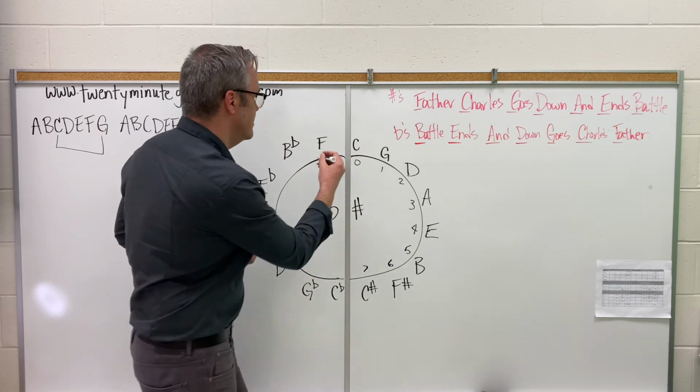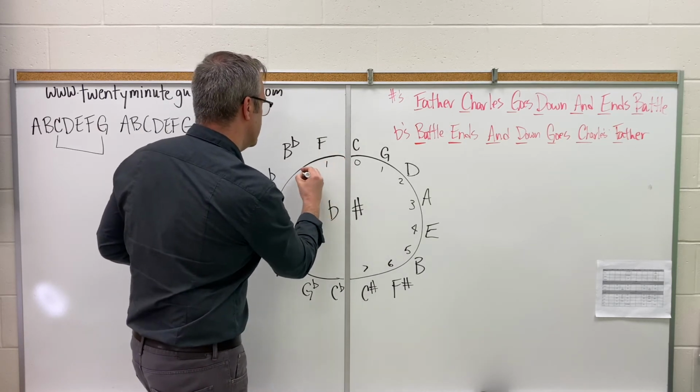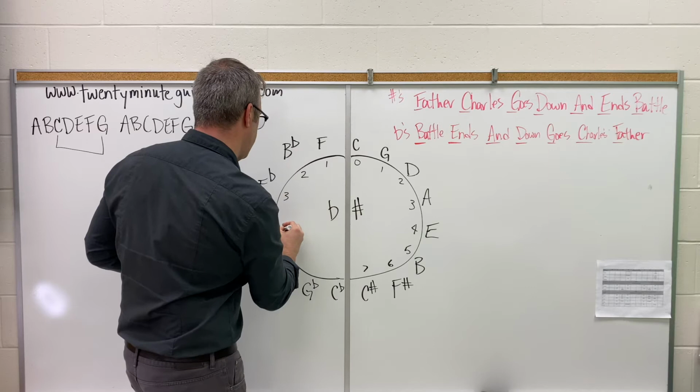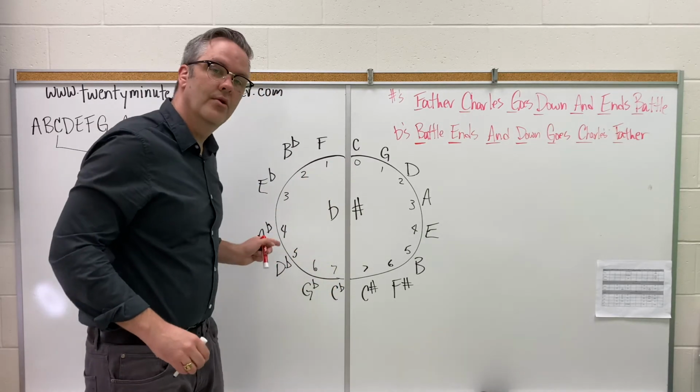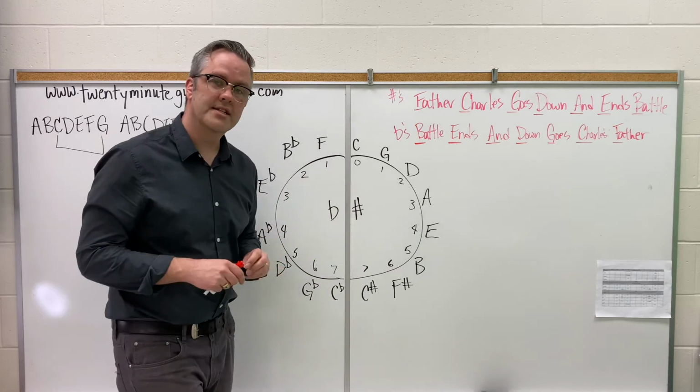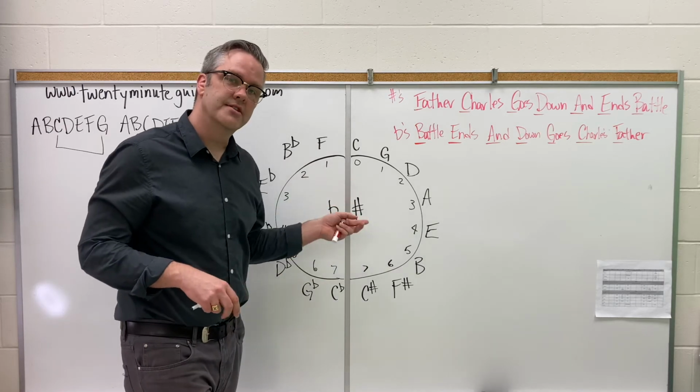And we also number, so let's do our numbers. 1, 2, 3, 4, 5, 6, 7. So it's kind of like a clock, only like a backwards clock this time. Now let's start adding our sharps and flats into the circle.